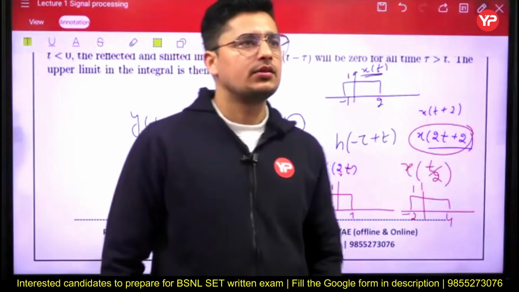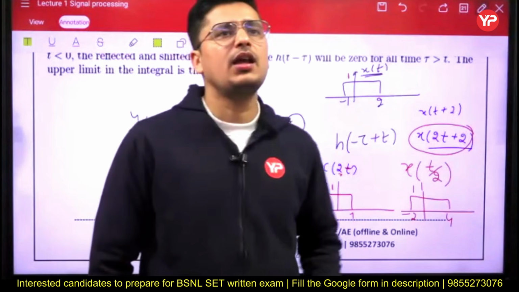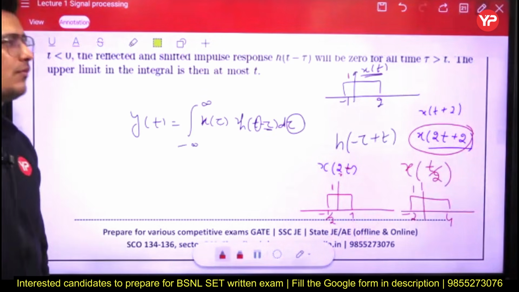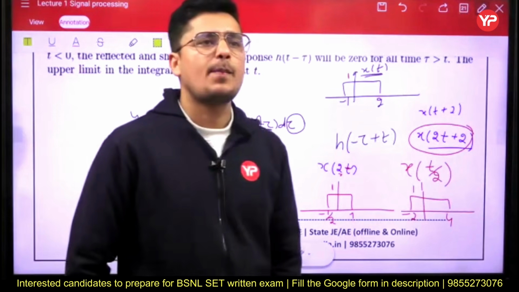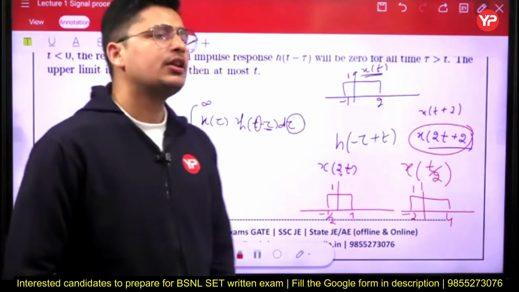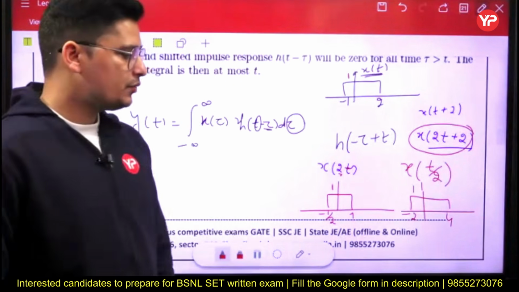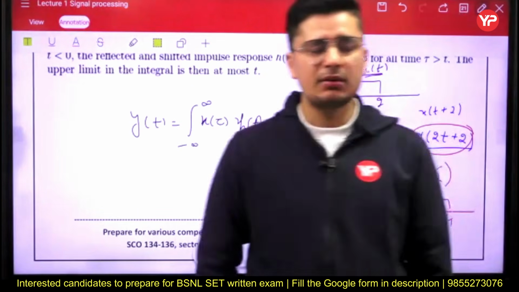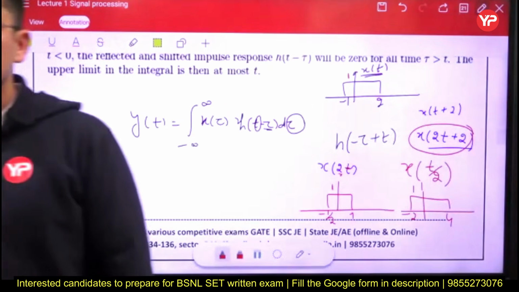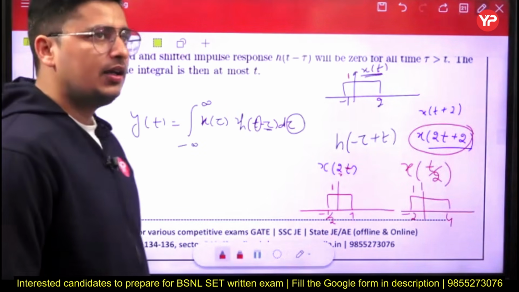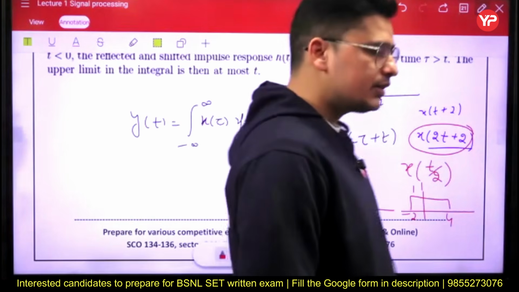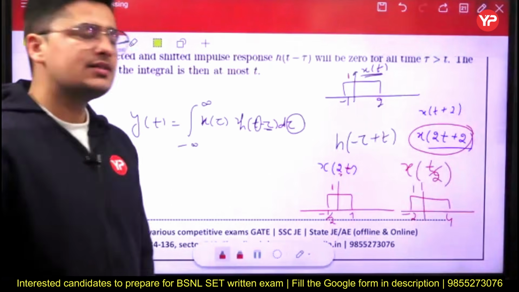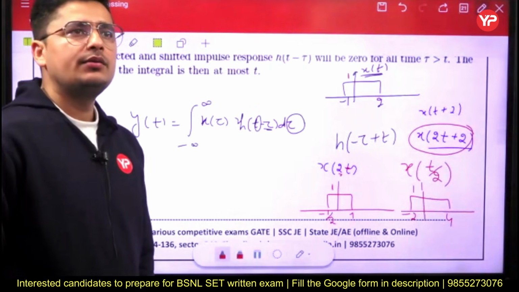There are two operations: one is shifting, another one is scaling. So which do we have to perform first? Basically, whenever you have the combination, the natural order is shifting first. Remember, whenever you have the two operations, shifting as well as scaling, you have to perform shifting first, then scaling. First shifting, then scaling. Got it?